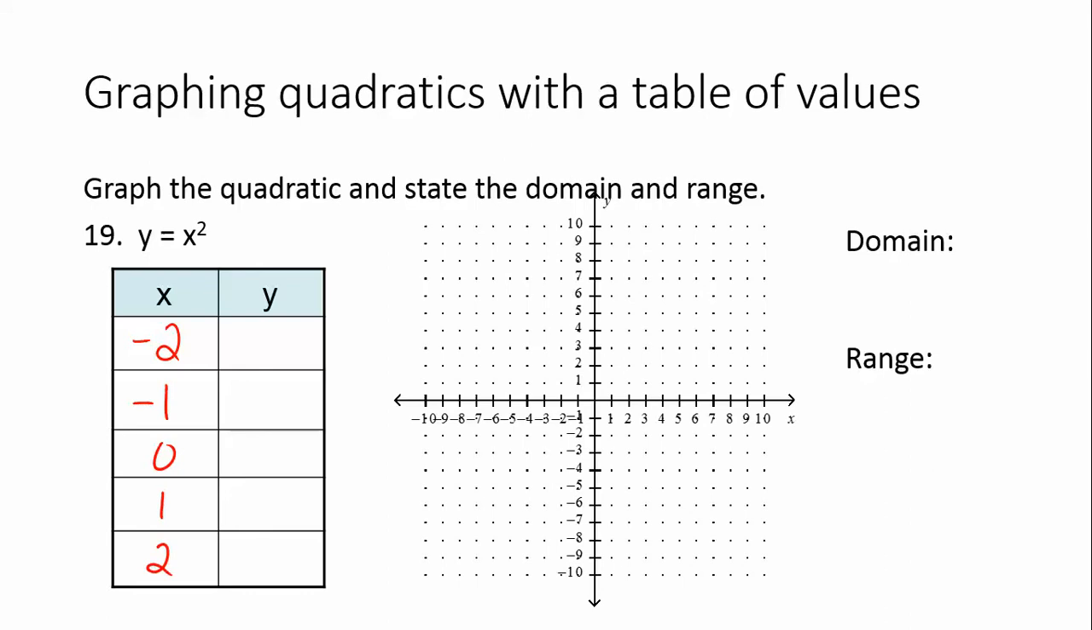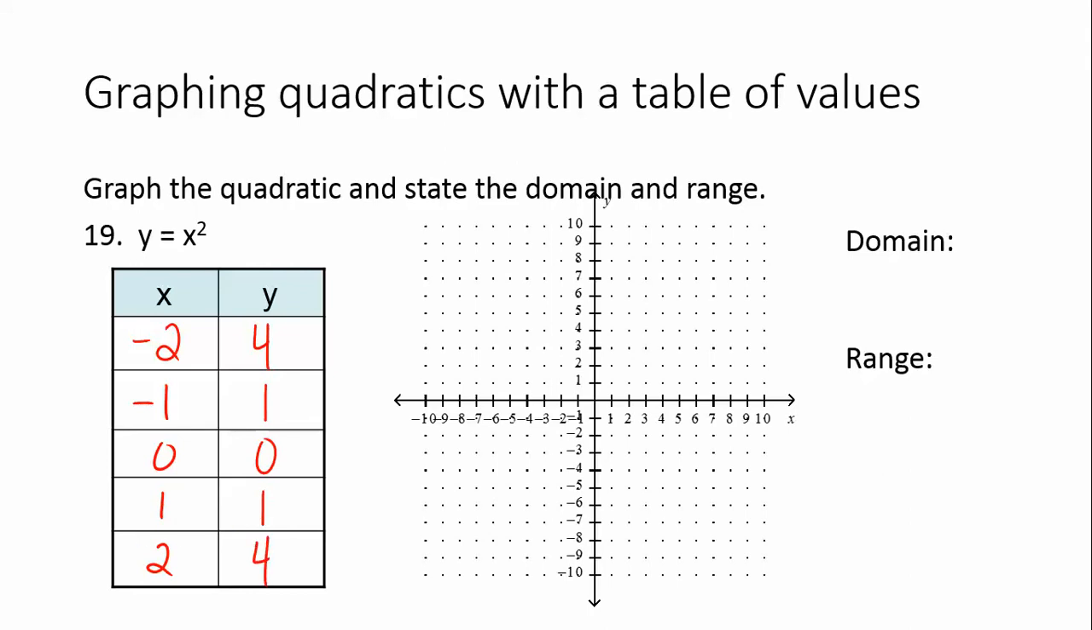So when we plug in a -2, remember you're squaring -2. -2 times -2 is a positive 4. We plug in a -1. -1 squared is positive 1. We plug in a 0, we get 0. 1 squared is 1, and 2 squared is 4.